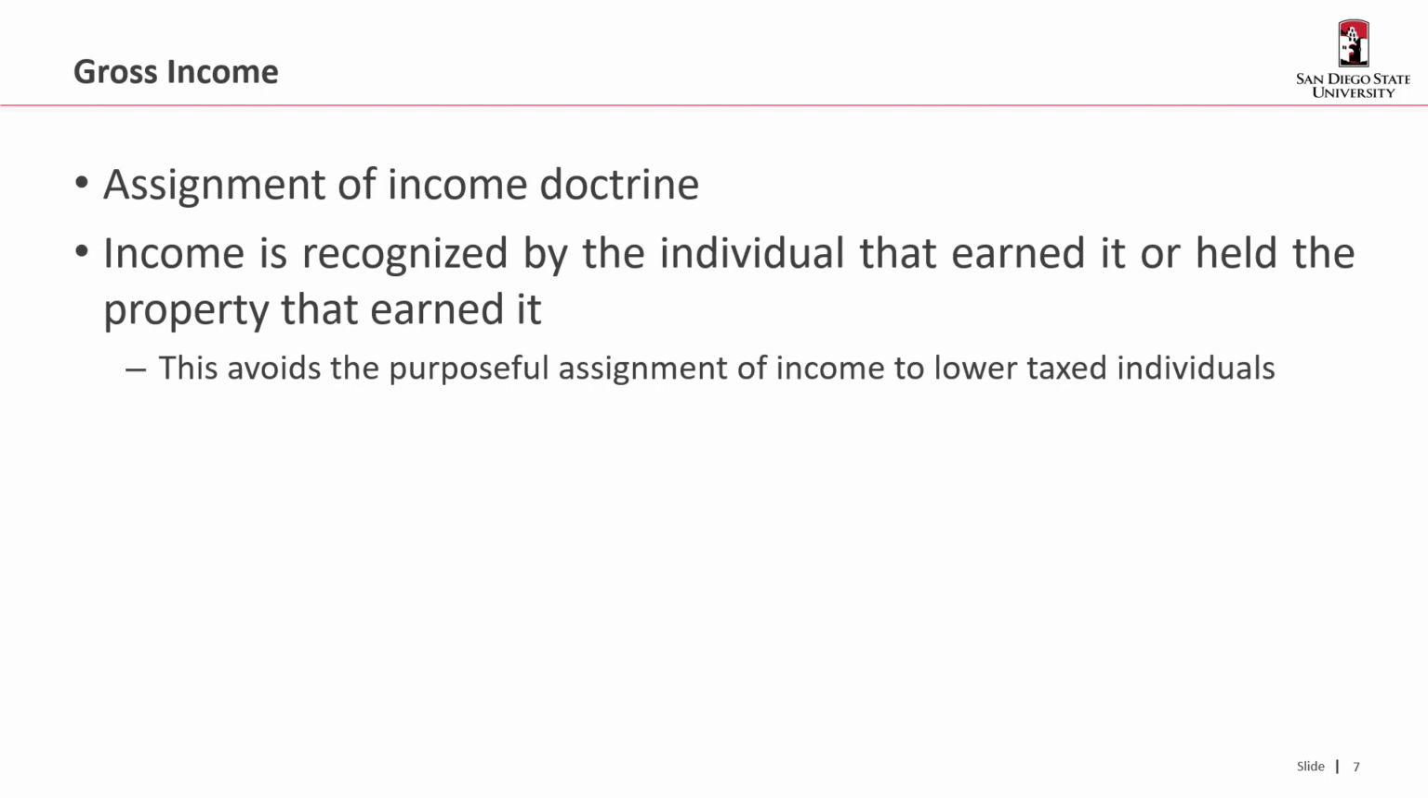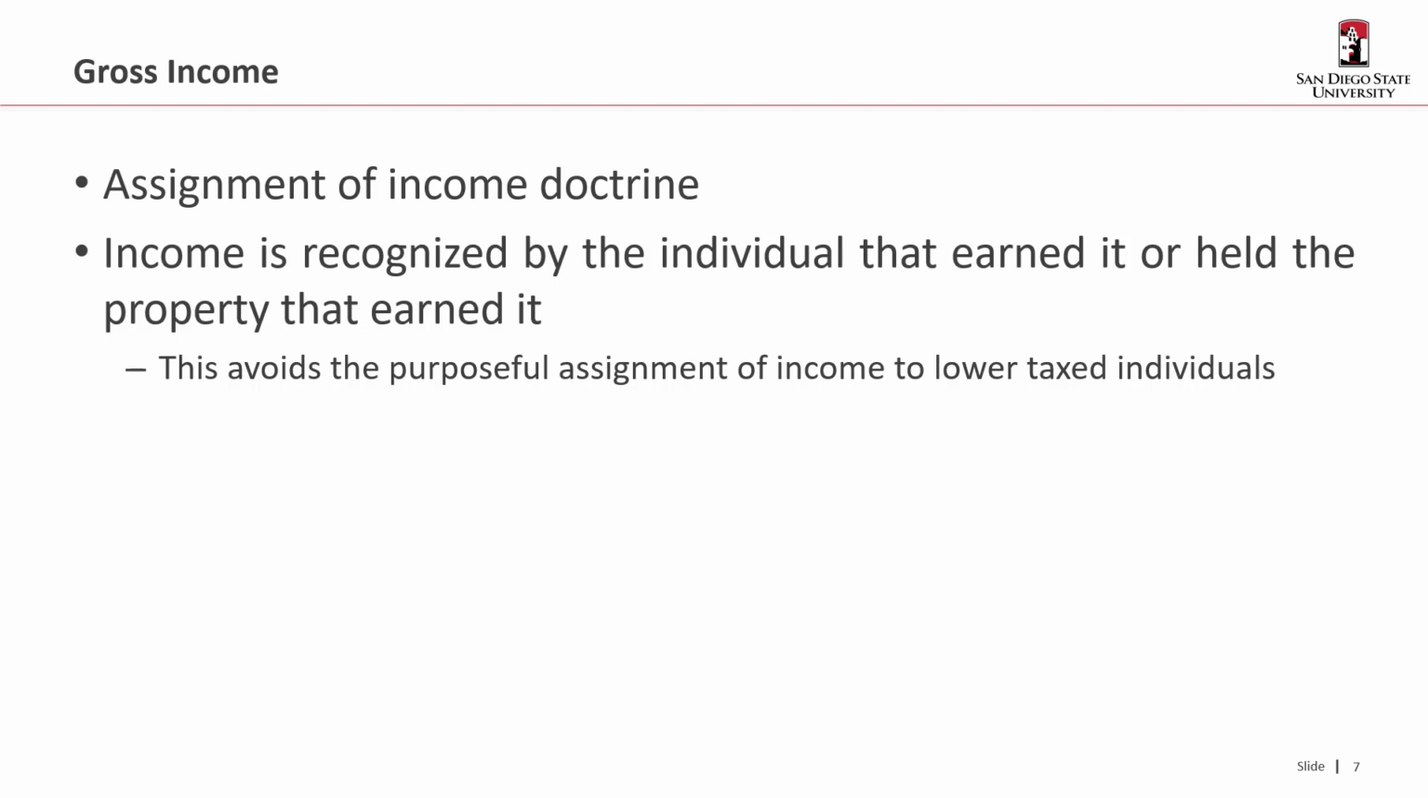Okay, so we discussed the assignment of income last time. But just to reiterate, income is recognized by the individual that earned it or held the property that earned it. And this doctrine prevents us from just willy-nilly assigning income to whoever we want.